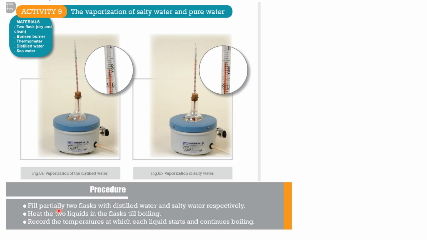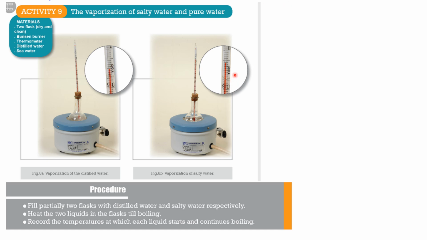Procedure: fill partially 2 flasks with distilled water and salt water respectively. Here we put distilled water and here we put salty water. Heat the 2 liquids in the flasks till boiling. We heat them both. Record the temperature at which each liquid starts and continues boiling. Look at the temperature here. The temperature is 100. This is the boiling point.